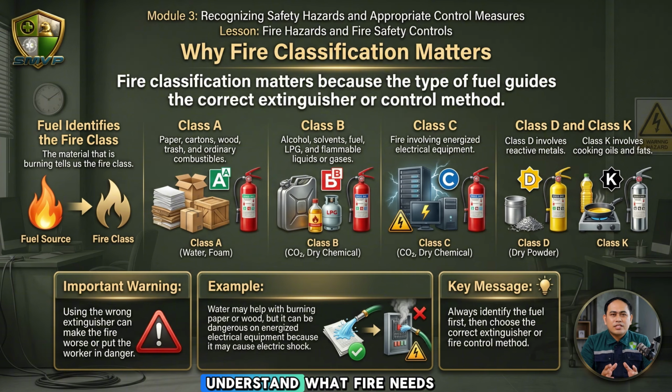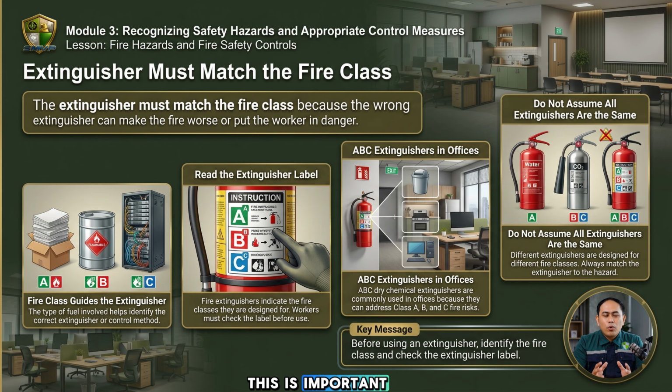Now that we already understand what fire needs to start and we already discussed the different classes of fire, the next question is, how does fire spread? This is important because fire does not always stay in one place. Kahit maliit lang ang simula ng apoy, it can spread quickly depending on the workplace condition. In office and service workplaces, fire can spread through different ways: conduction, convection, radiation, direct flame contact, and flying embers or sparks. Understanding these methods helps us understand why early reporting, early alarm activation, and early evacuation are very important.